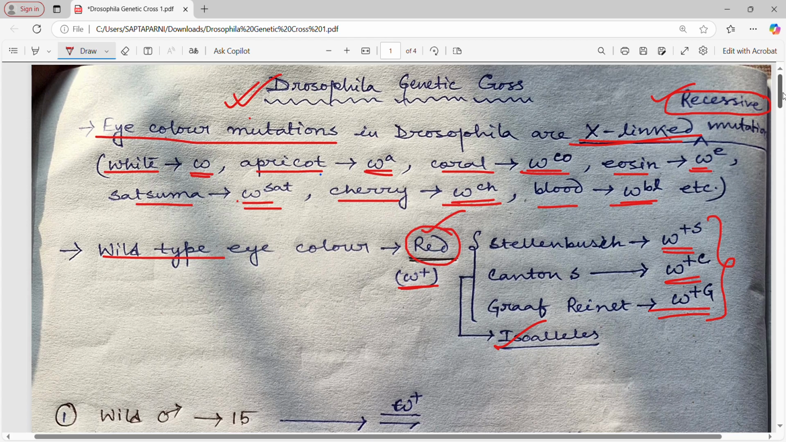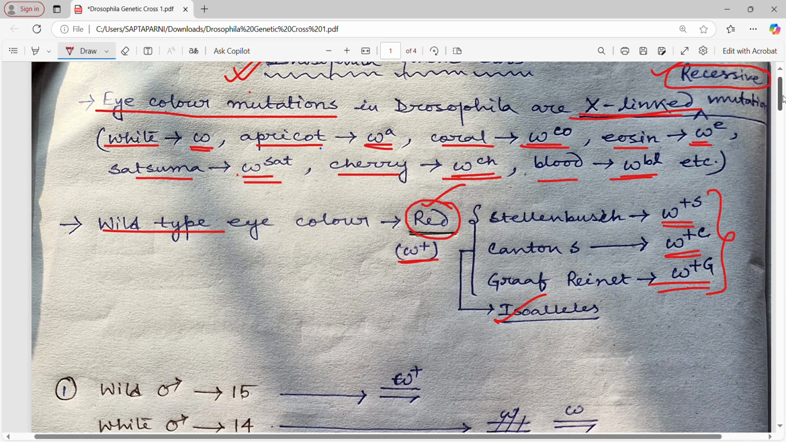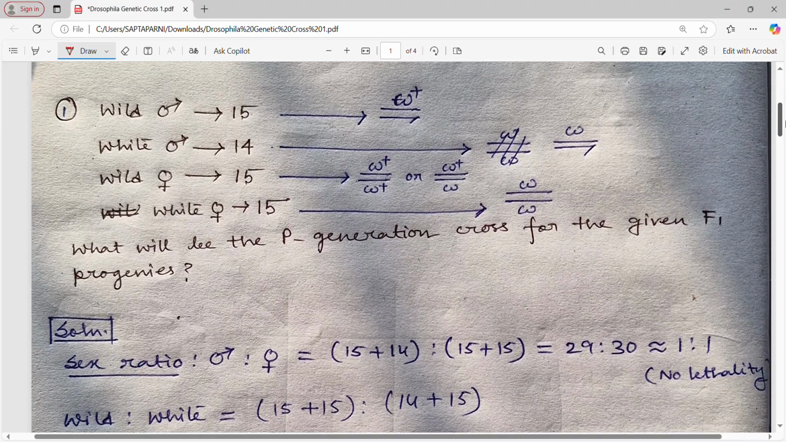Now let's come to the Drosophila genetic crosses. See, the first cross says these are the F1 progenies. We have given different numbers of F1 progenies here, and from this you have to derive the P generation cross. The question is what will be the P generation cross for the given F1 progenies. What are the F1 progenies? Wild type male, 15 in number, then white male 14 in number, wild type female 15 in number, and white female 15 in number.